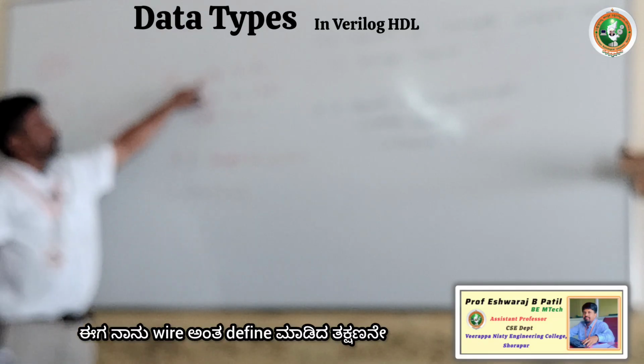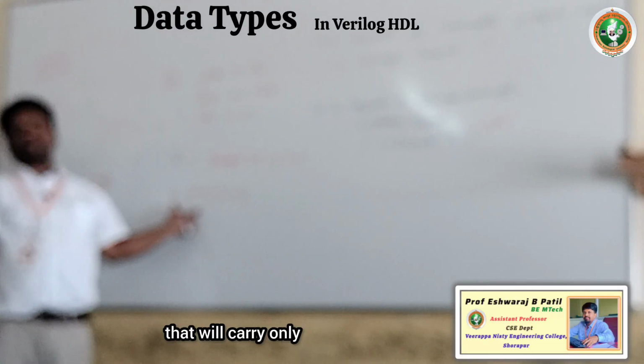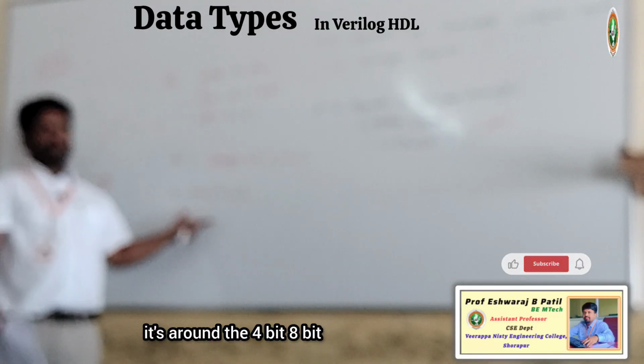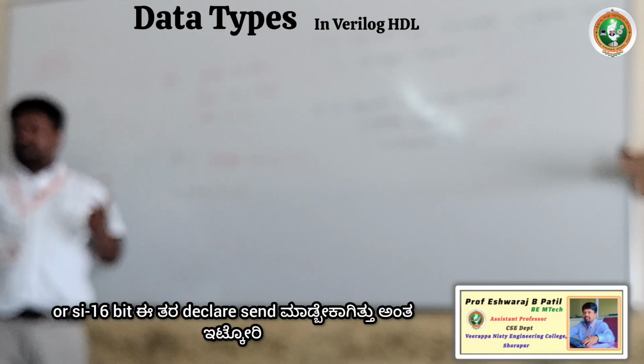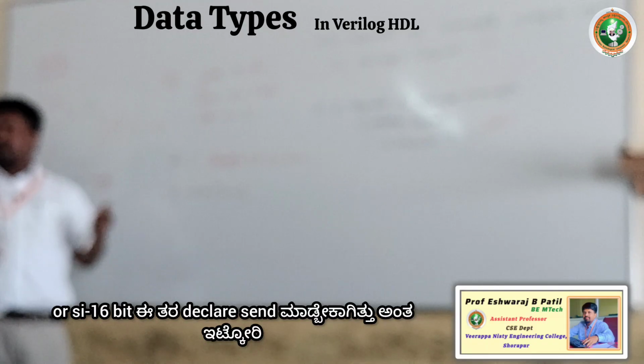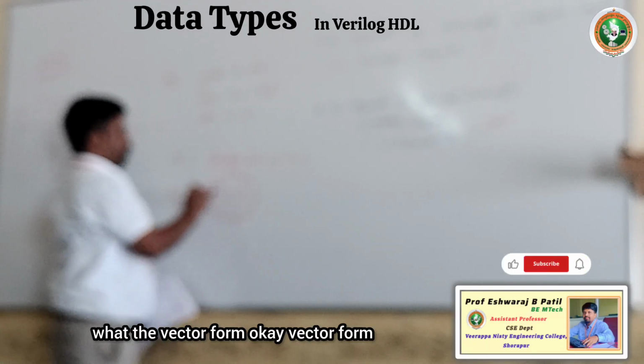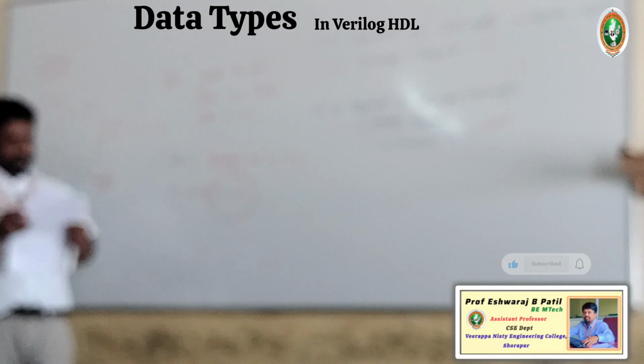As soon as I define a wire, it will carry only a single bit. If you want to send multiple bits, around 4 bit, 8 bit or 16 bit, then you need to declare it in vector form. That is the vector.